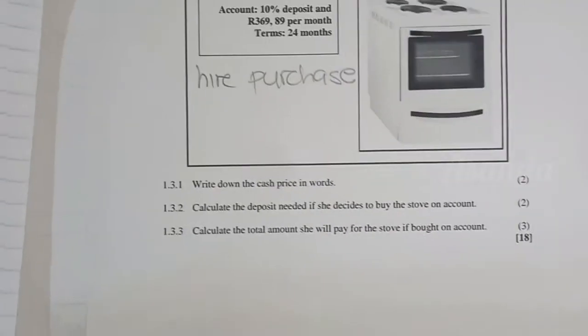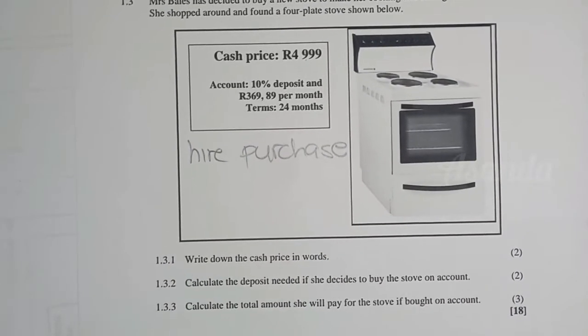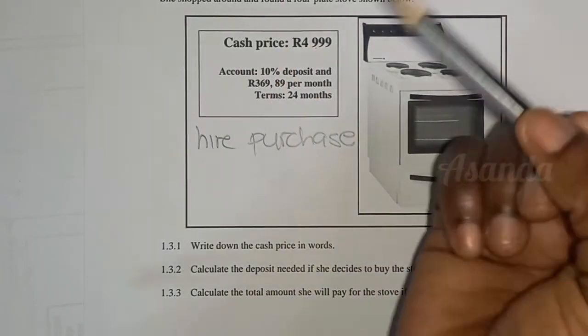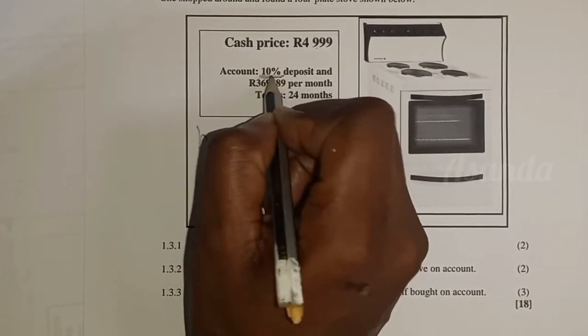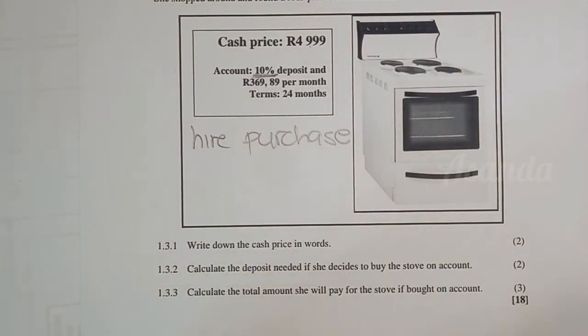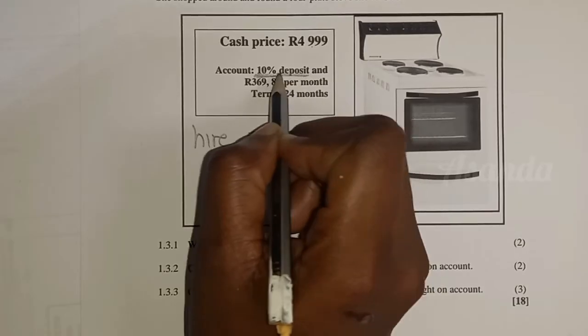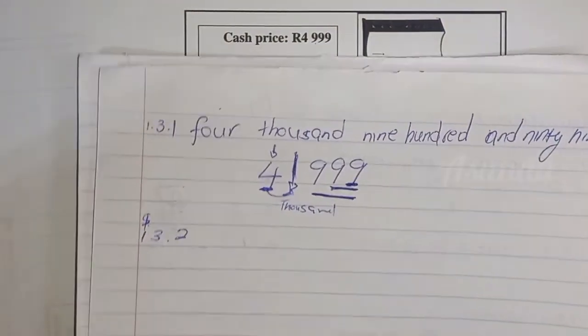1.3.2. Calculate the deposit needed if she decides to buy the stove on account. Now, if we look at the deposit, it says here 10%. 10% is not money. It's the rate of the deposit. So we are going to use the percentage to find out how much the deposit is. Percentages are not money. Percentages are percentages, right? So the percentage here for the deposit is 10%. That means we can use 10% to calculate how much we need to pay as the deposit. A deposit is something that you pay up front, right? Okay, so let's calculate.